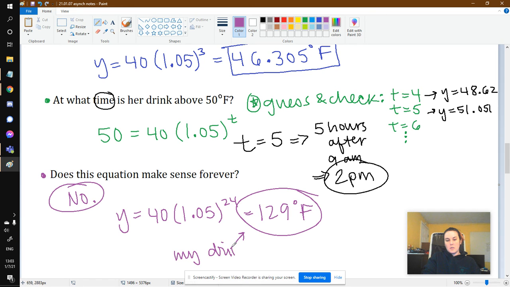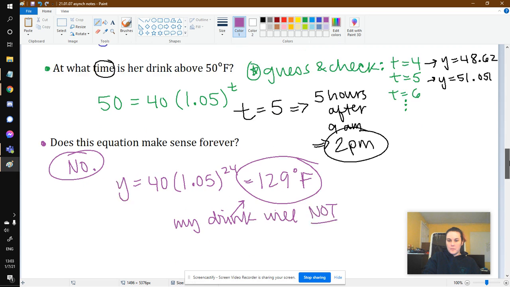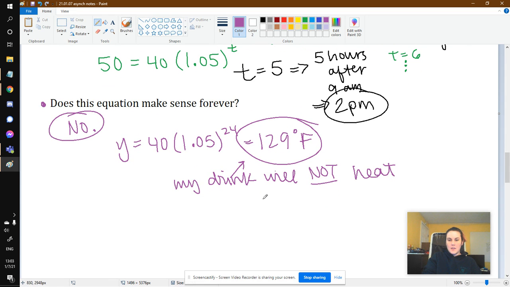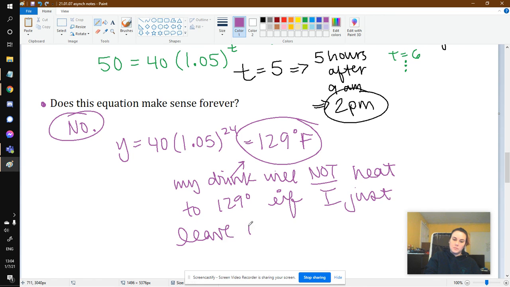My drink will not heat to 129 degrees if I just leave it out for 24 hours.